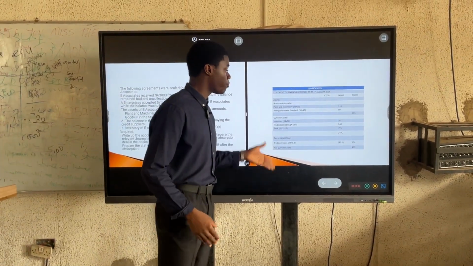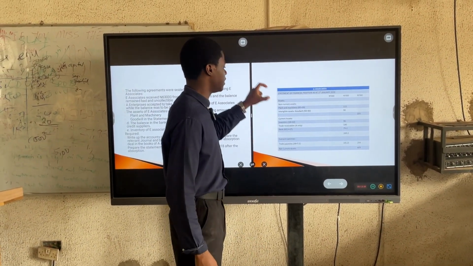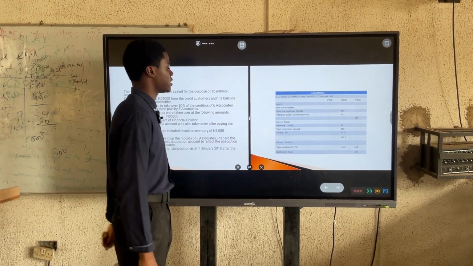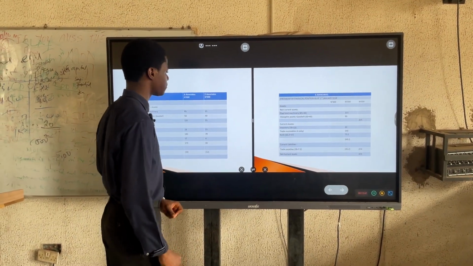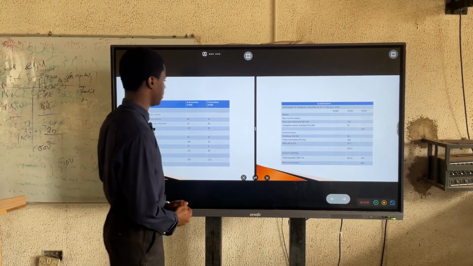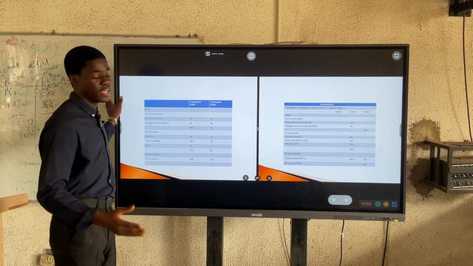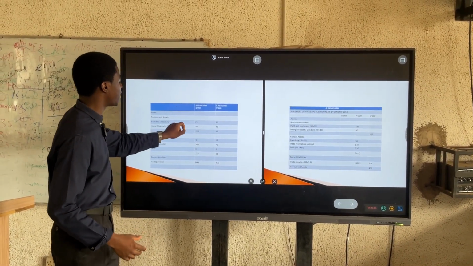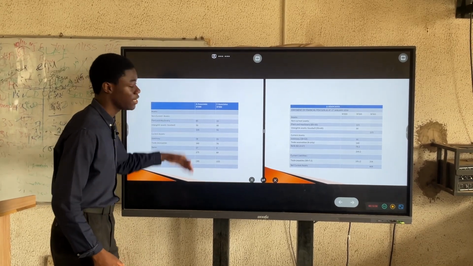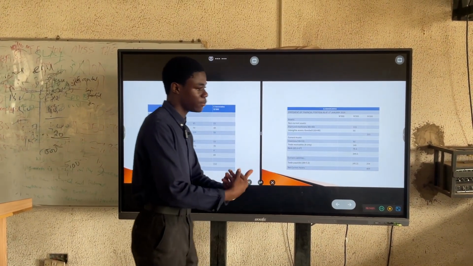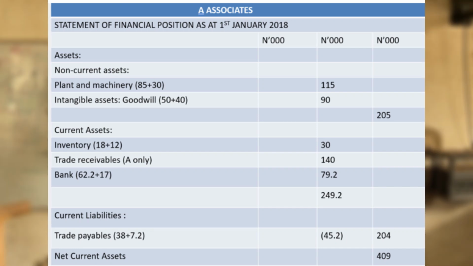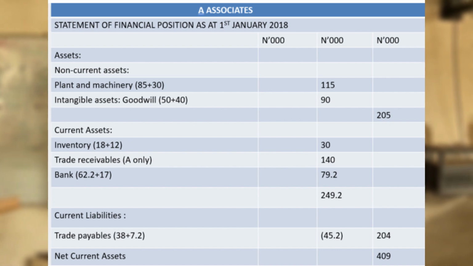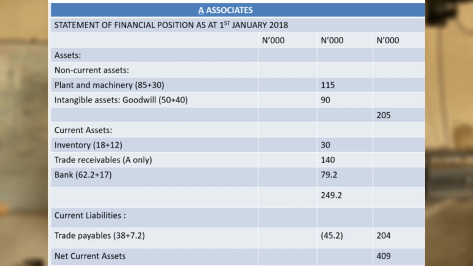So the normal format of your statement of financial position, we have the assets. So firstly, the non-current assets. So it's more like a consolidation. So let me explain clearly. Now the first one is plant and machinery. So before the absorption took place, A associate had 85,000 as their plant and machinery. They are still going to have that amount of plant and machinery in the newly formed partnership. So the only thing they're adding now is 30,000, which was what they took over. They took over the assets of the plant and machinery of E associates at 30,000. So when you add that, you get 115,000.